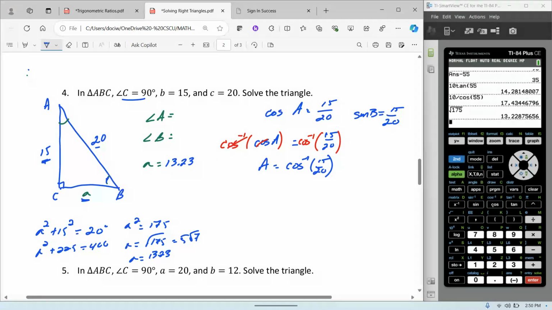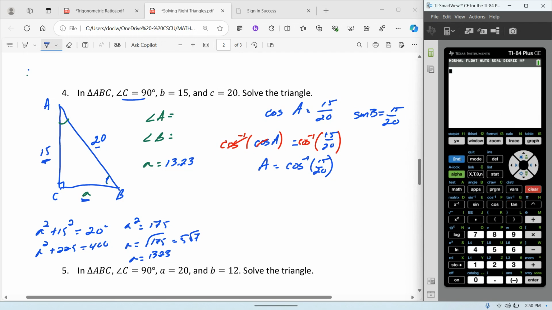Now you'll notice on the calculator here, you've got the sine button, but right above it in blue says inverse sine. The cosine button right above it in blue says inverse cosine. The tangent button right above it in blue says inverse tangent. So I want to do the inverse cosine of 15 over 20. And what this is going to do is tell me what angle has that trig ratio. So I know that angle A is 41.4 degrees.